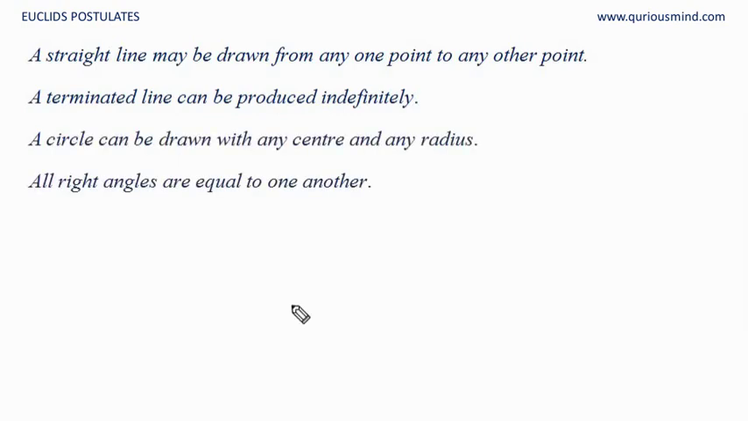All right angles are equal to one another. So we know a right angle is a 90-degree angle. And if two angles have the same magnitude, which is both are 90 degrees, they have to be equal. And that also comes from the axioms which we studied in the last video. So all right angles are equal to one another.